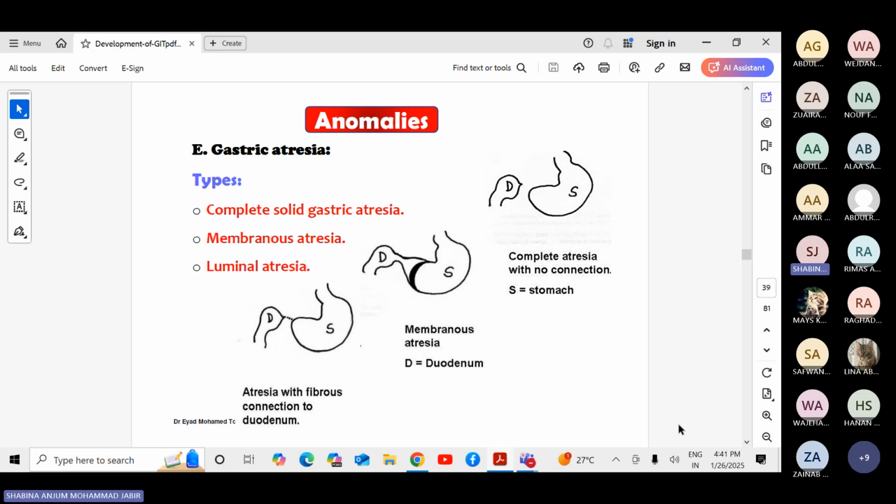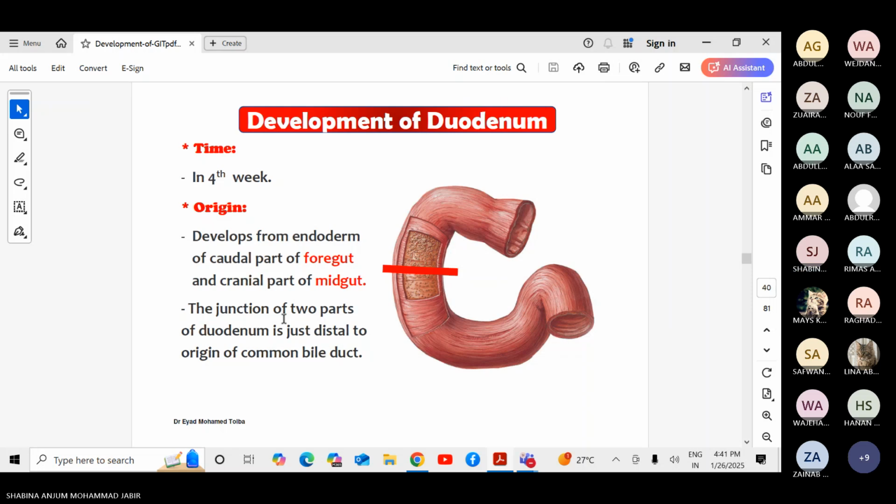So gastric atresia, we can have complete gastric atresia. There is no connection at all. There could be a membranous or there could be luminal atresia, meaning the lumen is there but not completely developed.